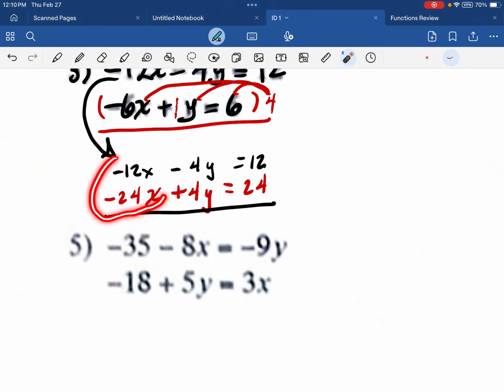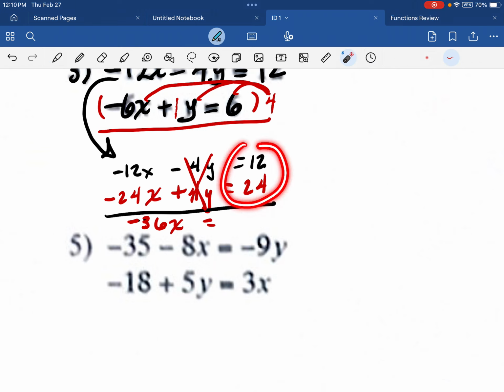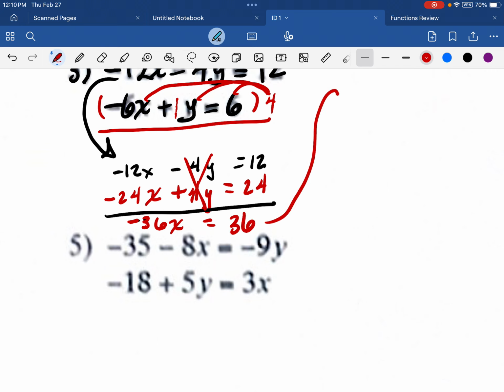So I've got negative 12 minus 24. That's going to give me negative 36x. Negative 4 plus 4 cancels. Great. Okay, well, I'm glad we got one that cancels. So then we're going to equal 12 plus 24. That's going to equal 36. So negative 36x equals 36.